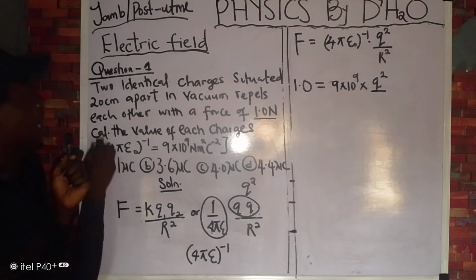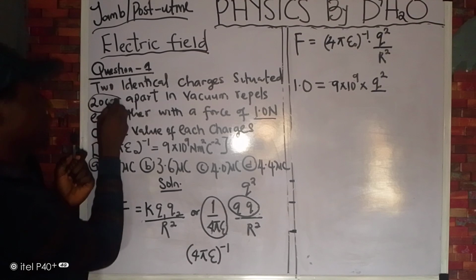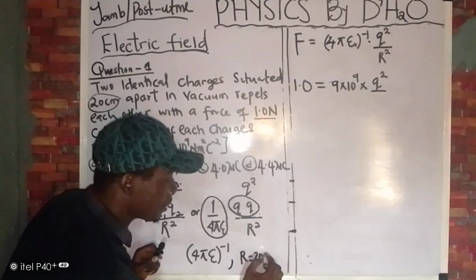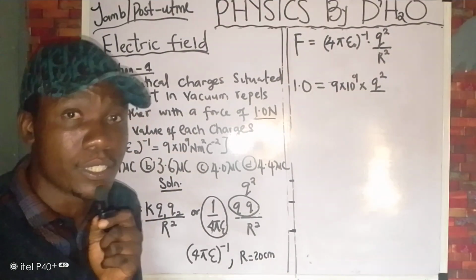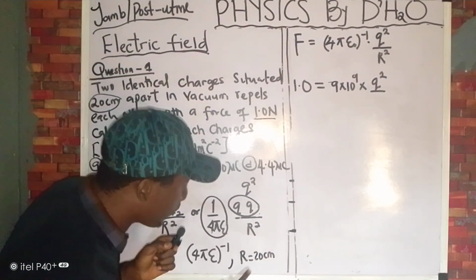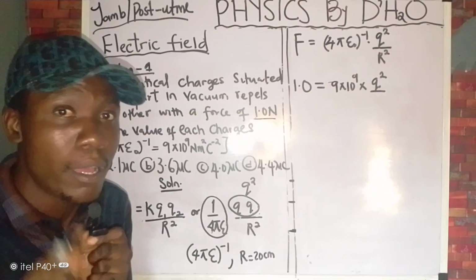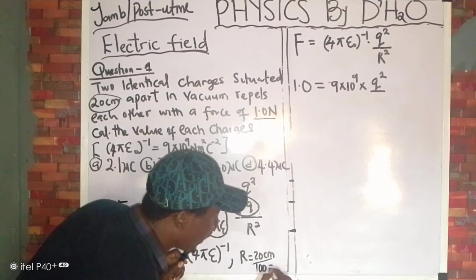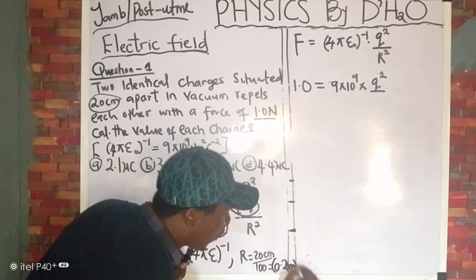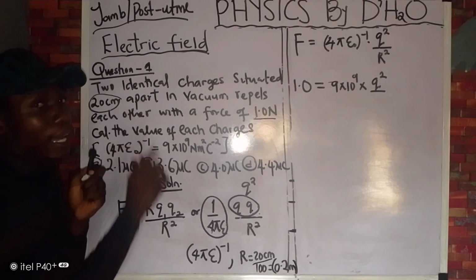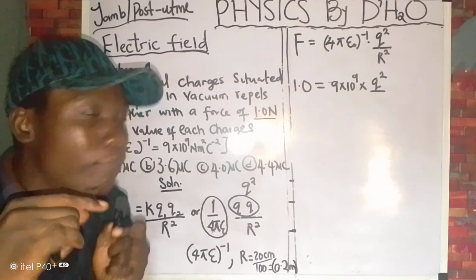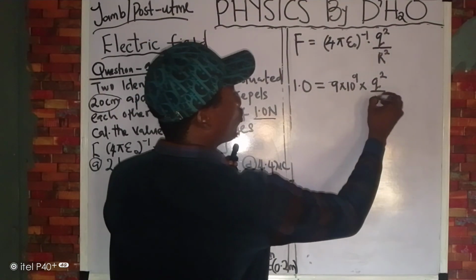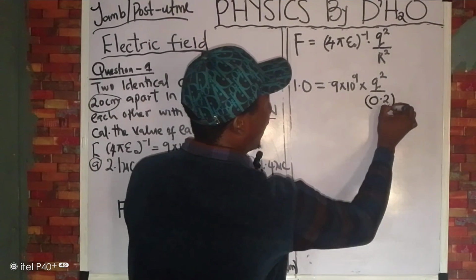What's the distance? The distance is what? 20 centimeter. Okay, now watch this. If our distance is equal to 20 centimeter, remember that we don't solve in centimeter, we solve in meter. So we have to convert from centimeter to meter by dividing by 100. So when you divide by 100, you are going to get 0.2 meter. So our distance is not 20 centimeter, it is 0.2 meter because we have divided the centimeter by what? 100. So we are going to get 0.2 squared.